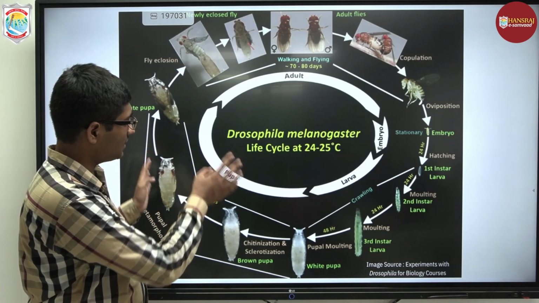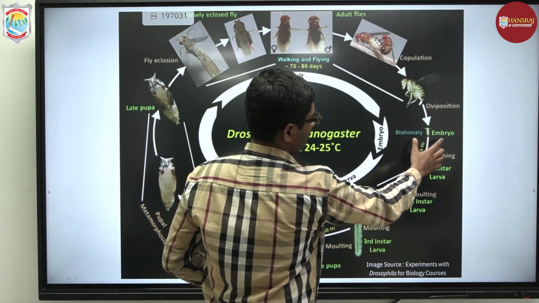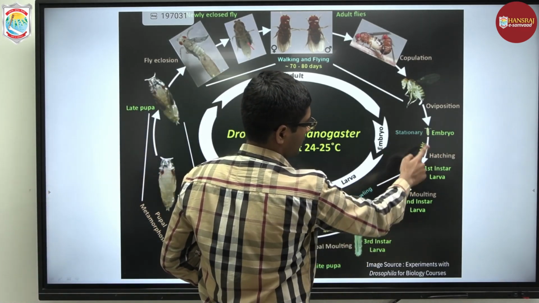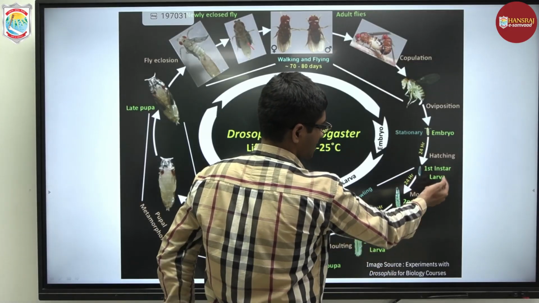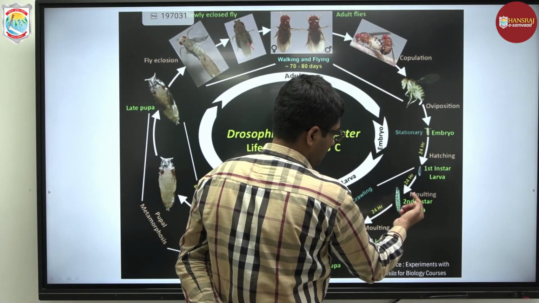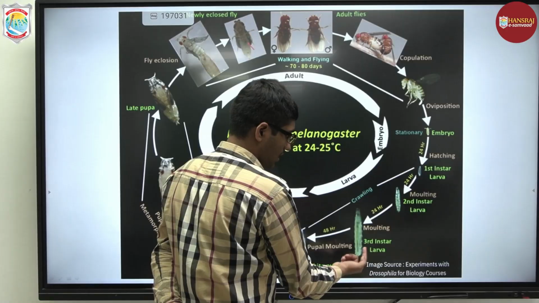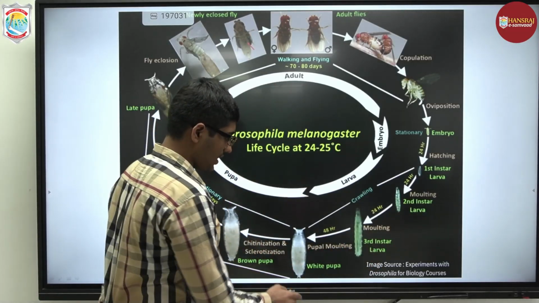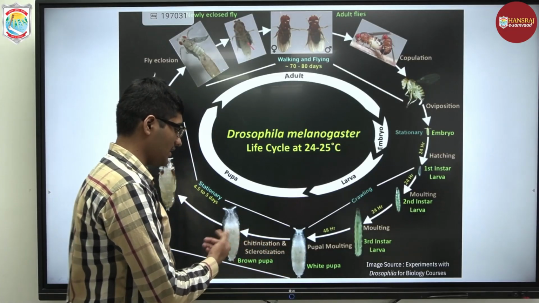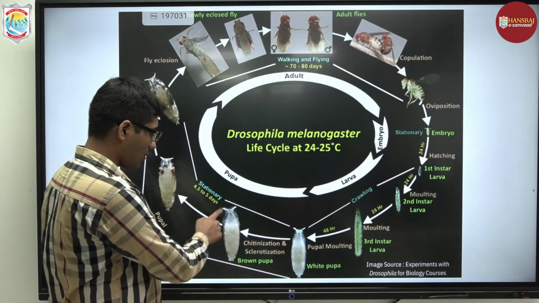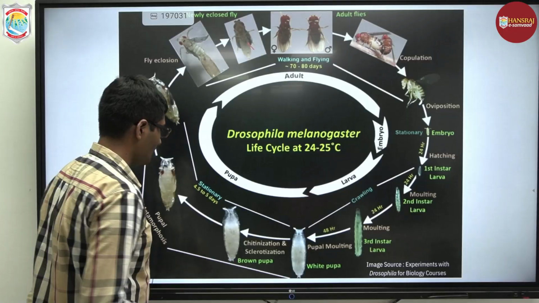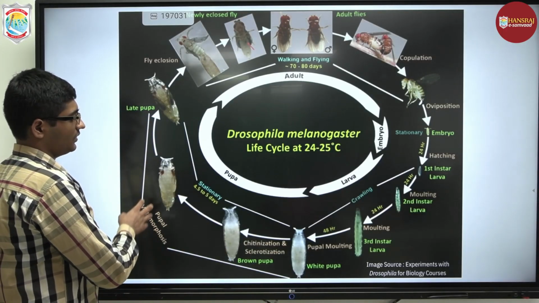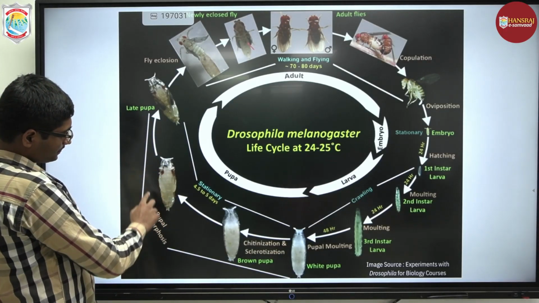Okay, now let's delve deeper into the life cycle of the Drosophila fly. This is a comprehensive view from the embryo, which is stationary, then it will hatch out in 24 hours to give the first instar larva, then another molting will give the second instar larva, then another molting will give the third instar larva. Then pupation will start to give a white pupa, then there are chitinization and sclerotization to give a brown pupa, I would say a mid pupa.